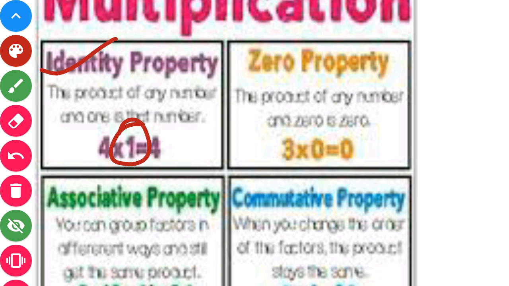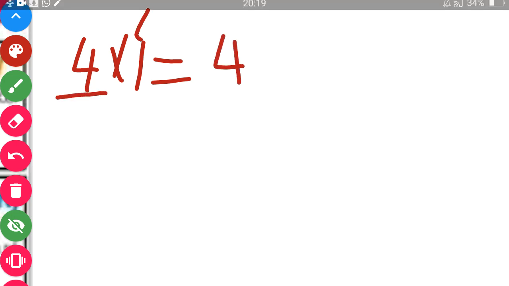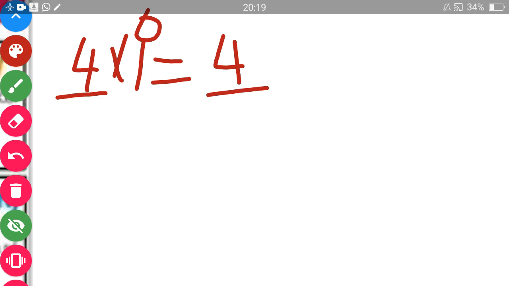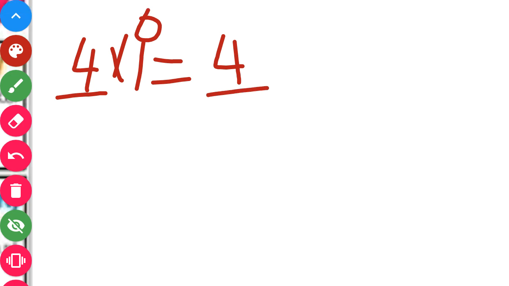Whenever we multiply any number with 1, we will get the number itself. Okay? As 4 into 1. 4 ones are 4. So we multiplied 4 with 1, but the answer we get is 4. So that means whenever we multiply any number with 1, we will get the number itself as the answer.